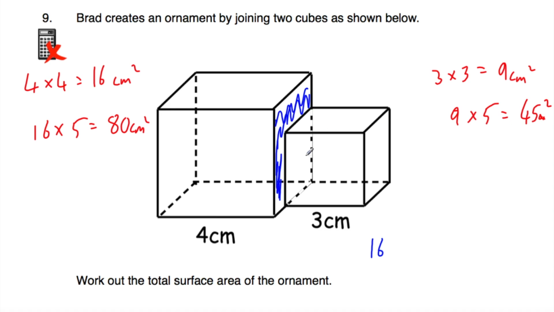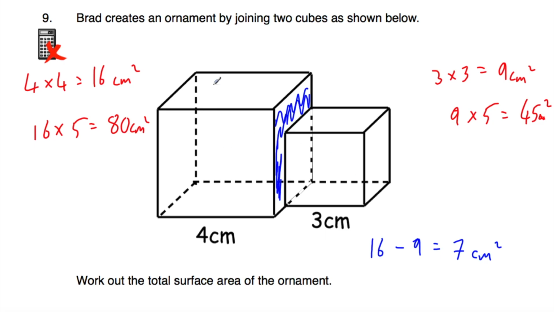So if we consider that left-hand face of this smaller cube, that's got an area of 9 centimeters squared. So that means that 9 centimeters squared of this face has been covered up. If we take away 9, that's equal to 7, because 16 take away 9 is equal to 7. So this shaded region here would have an area of 7 centimeters squared, because that's how much is left whenever that 9 centimeters squared is covered up of that 16 centimeters squared.